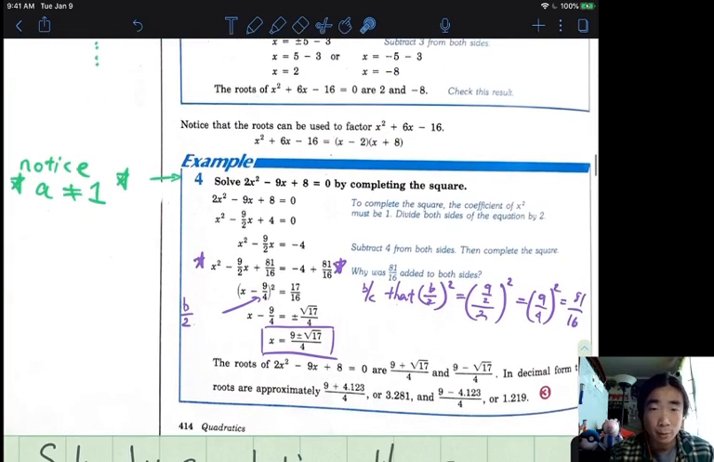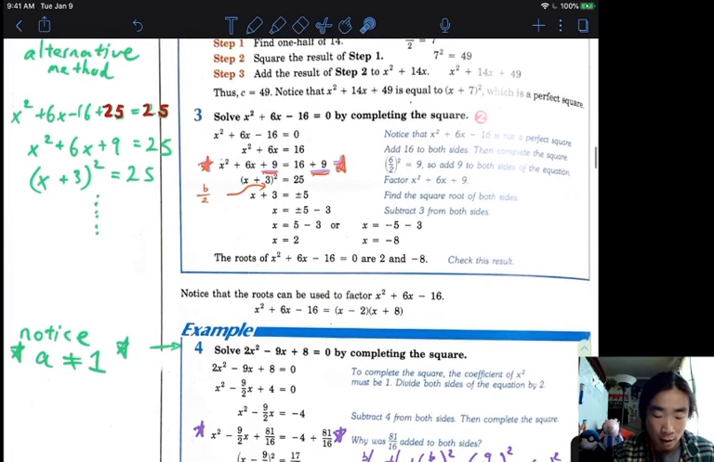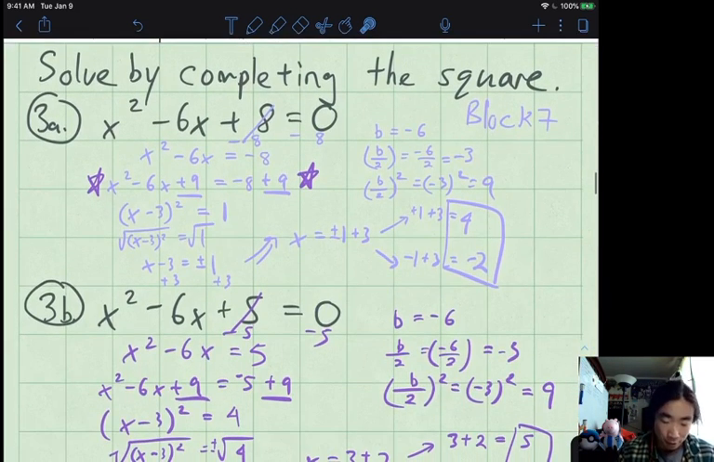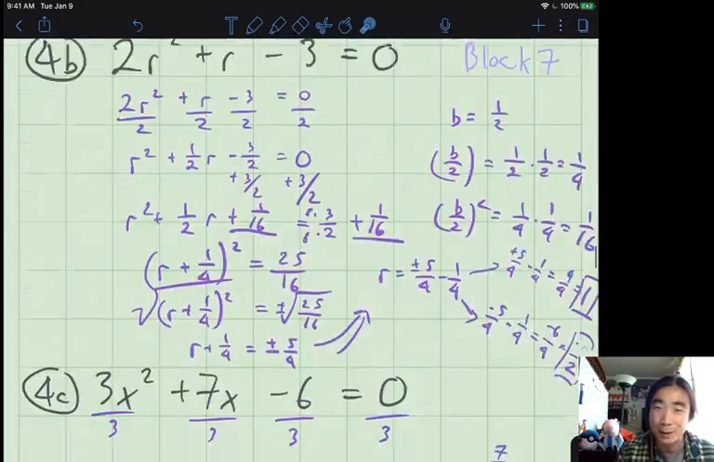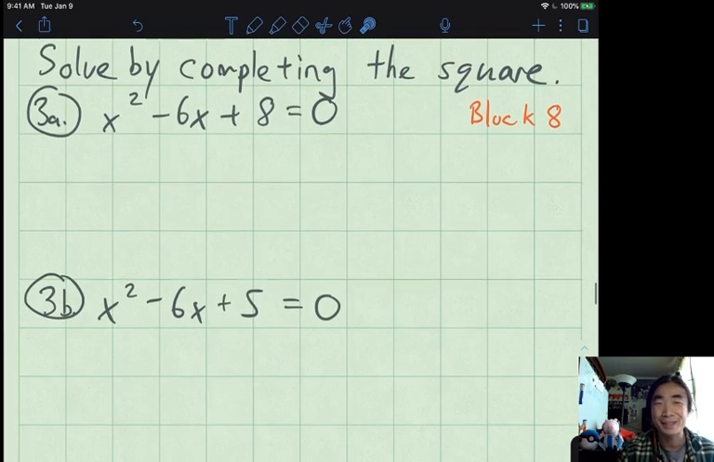Example 4, this is the most time-consuming part. When your a value here is not 1, it gets really annoying. But we are going to talk through those processes after 4 or so examples of completing the square where a is equal to 1. Completing the square, that b over 2 squared idea only works when your a value is 1, like so. That is what we talked about during block 7. We're going to redo all of that.